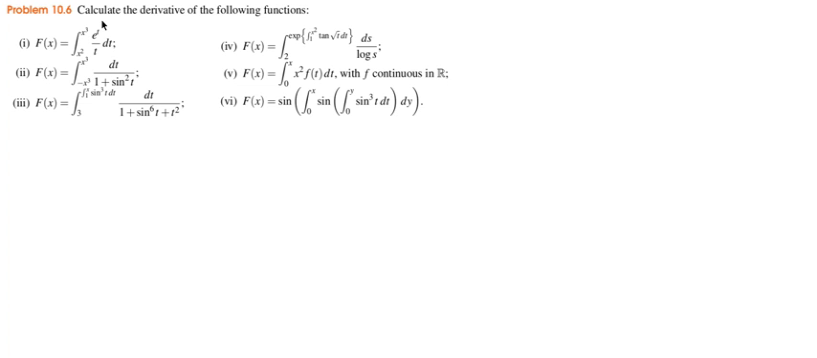Problem 10.6, calculate the derivative of the following functions. Okay, this is one of the corollaries from the fundamental theorem of calculus. So we have a function f like this. Let's call f the integral between g1 of x and g2 of x of a function, let's call it h of x, dx.